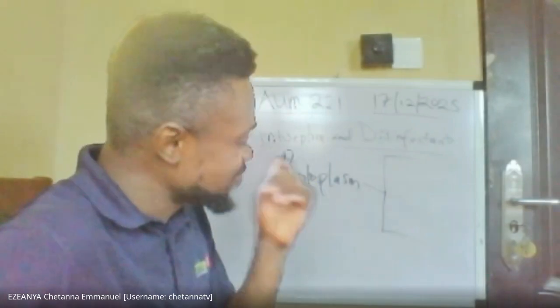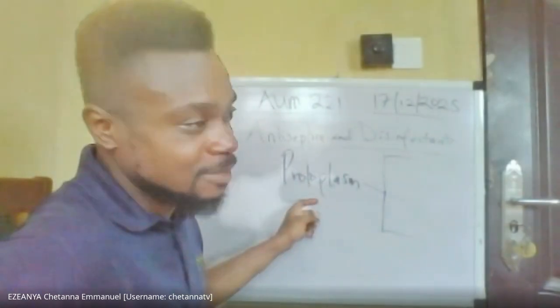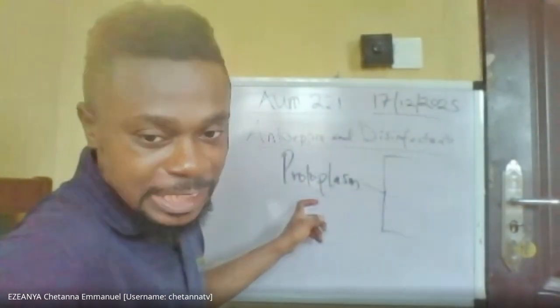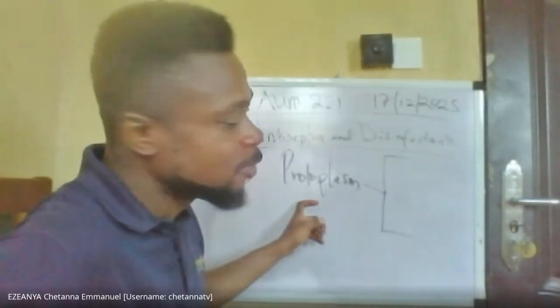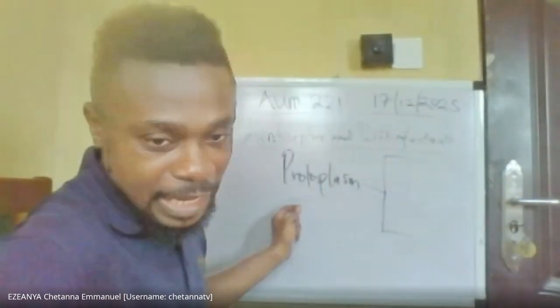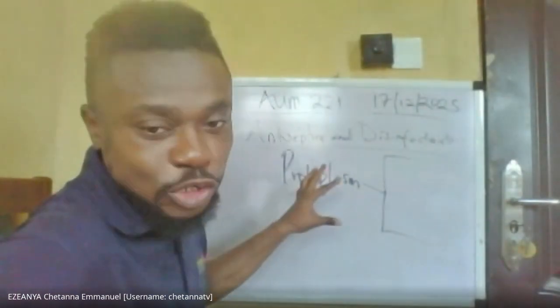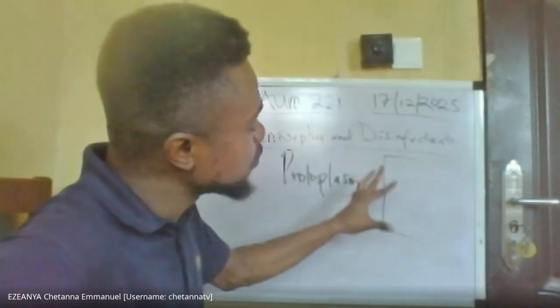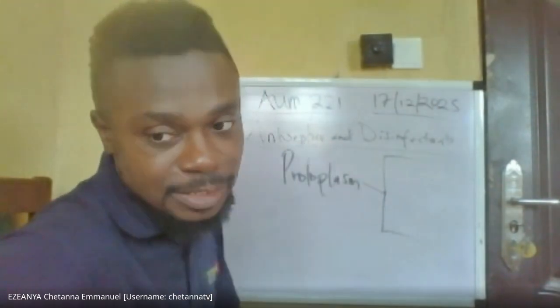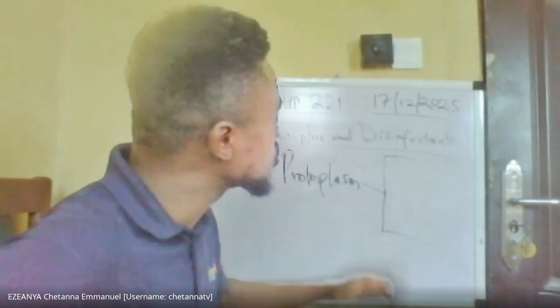I said, I'm talking about protoplasm. Protoplasm or protoplasm, anyhow you want to pronounce it. So what is protoplasm? What part of the cell is regarded as protoplasm? What does it contain? What are the components of the protoplasm? That's what I want to hear. Just tell me what you know about protoplasm.